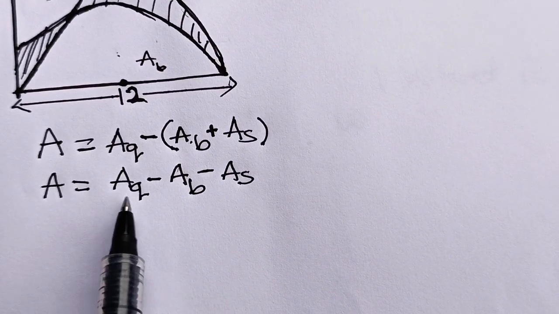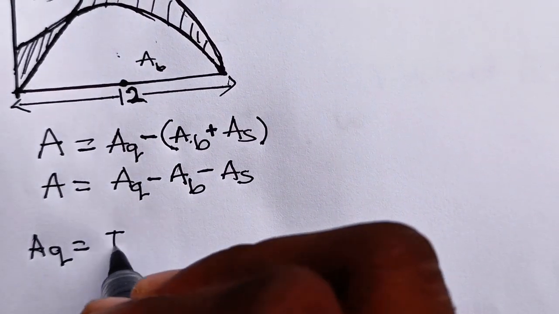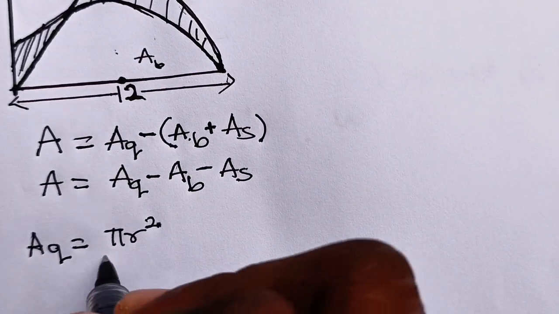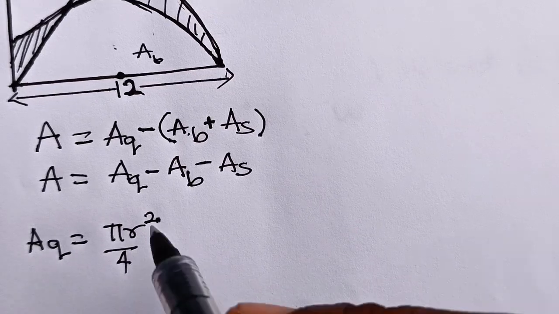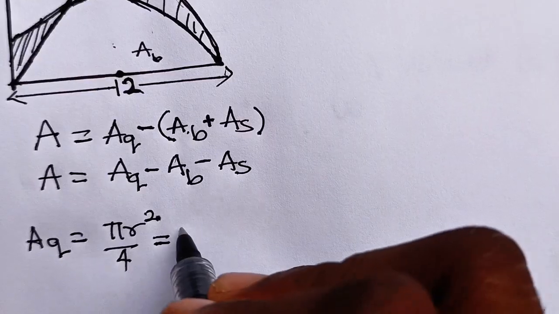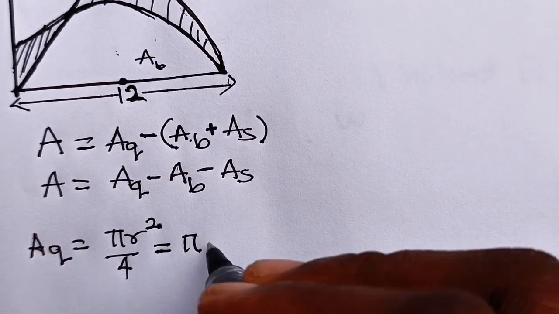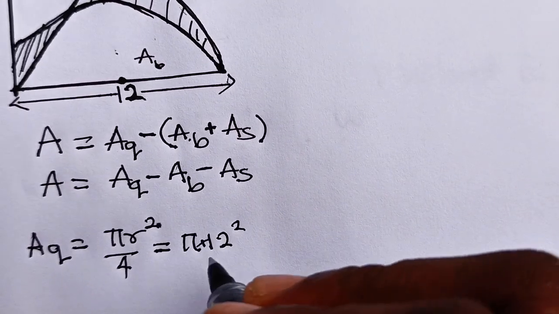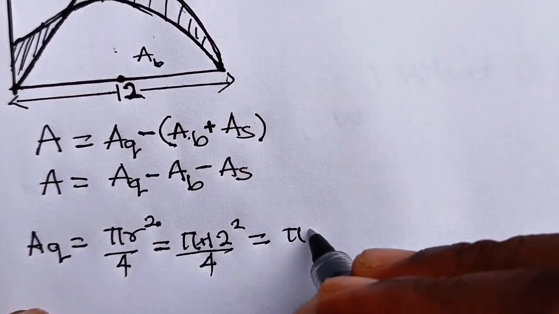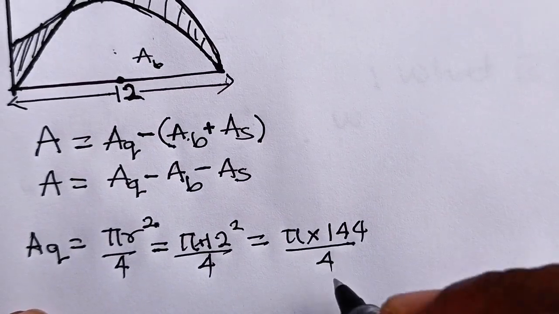So let us go ahead and find the area of the quadrant. Now remember that the area of a circle is pi r squared. Because this is 1/4 of a circle, it should be pi r squared divided by 4, where r is the radius of the quadrant. Now this is equal to pi, and the radius is 12, from here to here, so 12 squared divided by 4. Pi times 12 squared is 144 divided by 4.